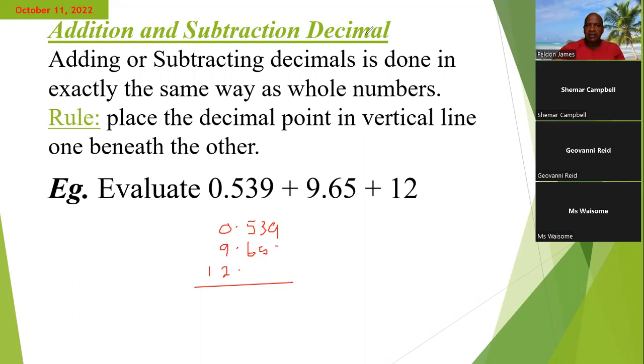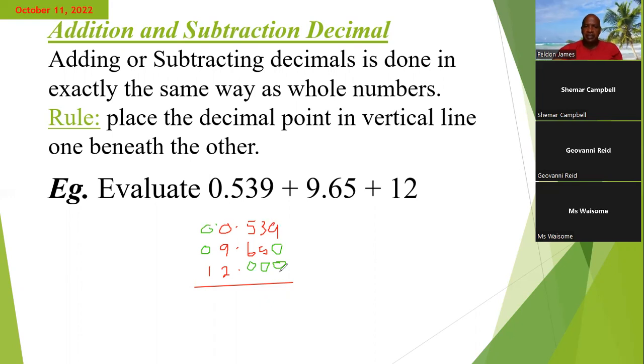Let me use a different color. So here we would fill in here with 0. We'll fill in these 3 places down here with 0. Up here we fill here with 0. And we'll also fill in this section with 0. And so after we fill in all the empty spaces, now we would just add in the usual way as how we add the whole numbers.